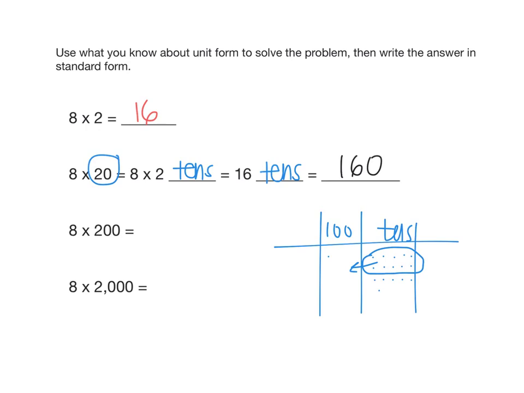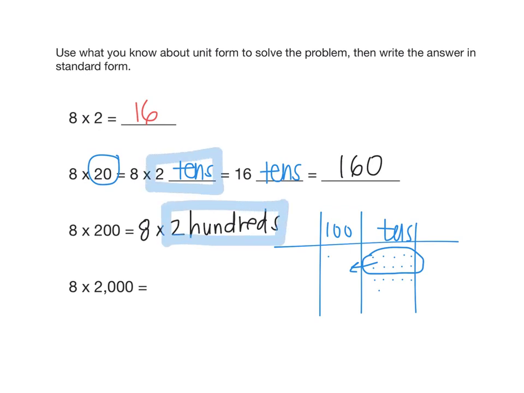Let's use unit form to write that down. It's really 8 times 2. How would I draw 200 in the place value chart? I would draw 2 dots in the what column? So it's really 8 times 2, what? Hundreds. Let's use unit form to write that out. Unit form, just as a reminder, is when you have the number and then the name of the unit. That's why it's called unit form. What's the name of the unit there? Hundreds. Good.